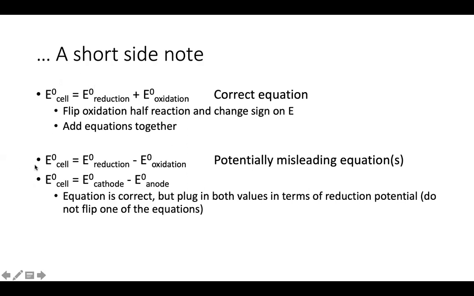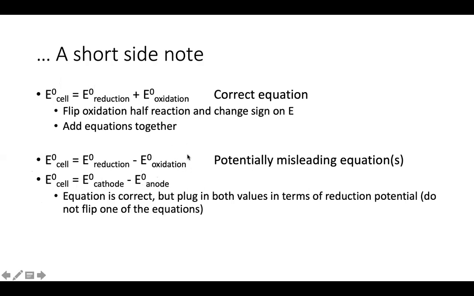Now the other equation, which I find to be slightly misleading, and this is what I got emails about, some of you may have seen in discussion. You may have seen that the standard cell potential is equal to the potential of the cathode minus the potential of the anode. Okay, and we know that at the cathode reduction occurs, and at the anode oxidation occurs. So you can get this top equation.